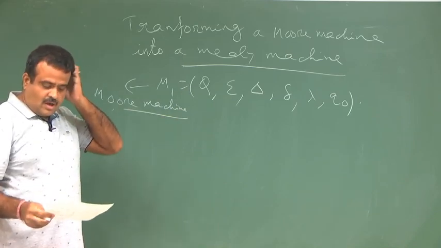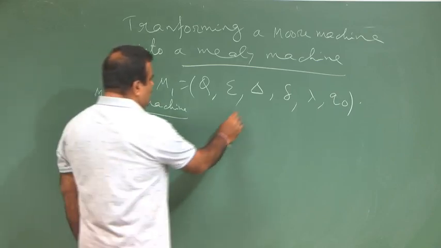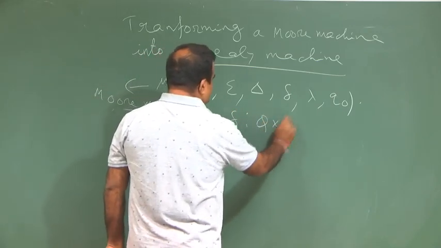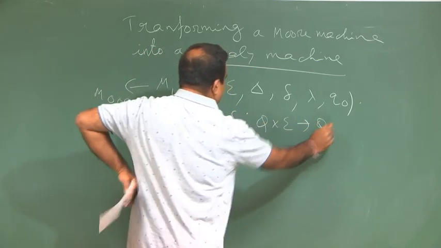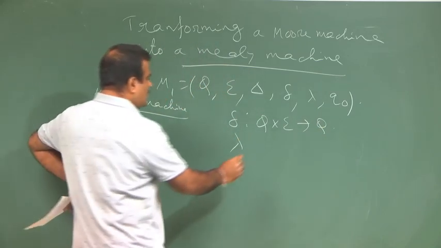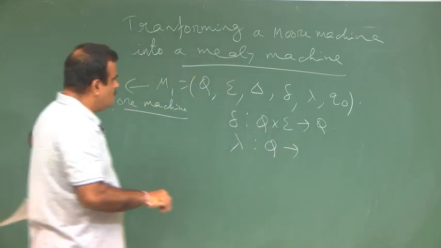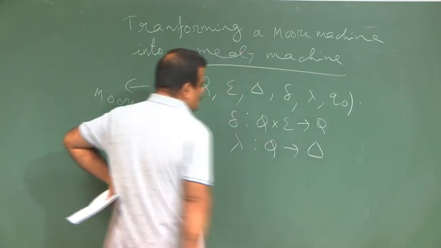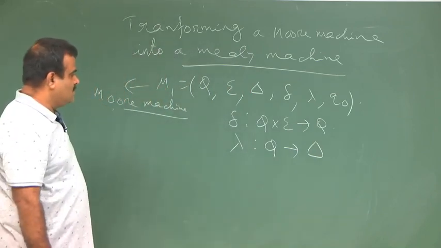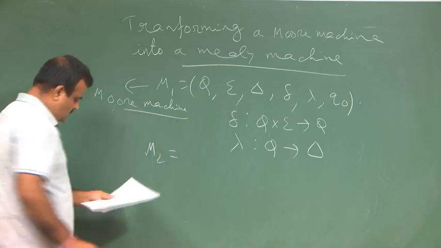Okay. So now here we know delta is a function of Q cross sigma to Q, and lambda is a function of Q to the output alphabet. Now we have to construct a Mealy machine which is equivalent.